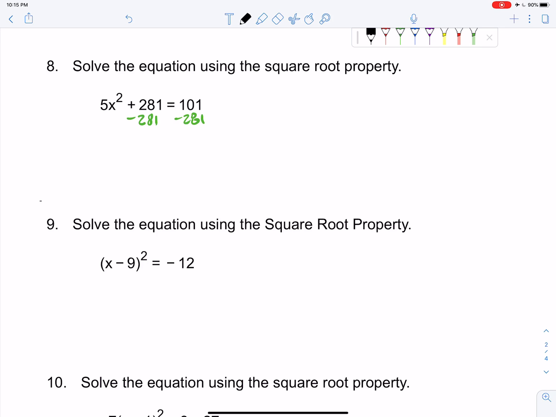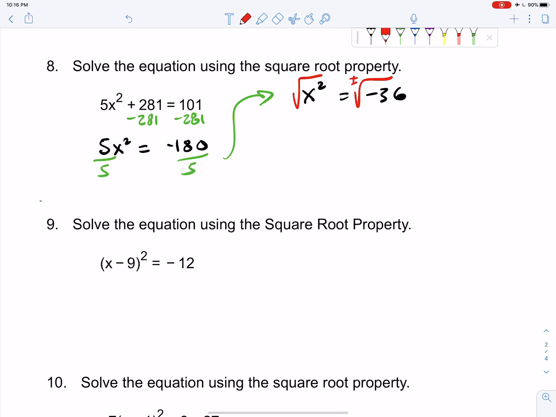When we do that, subtracting 281 on both sides, we get 5x squared equals negative 180. Then we go ahead and divide both sides by 5. And when we do this, we get x squared equals negative 36. No problem. We can just use our square root property, square root both sides, plus or minus. The negative is not a problem because we have imaginary numbers. It's going to be plus or minus 6i. Remember, the i once again came from the negative under the radical.